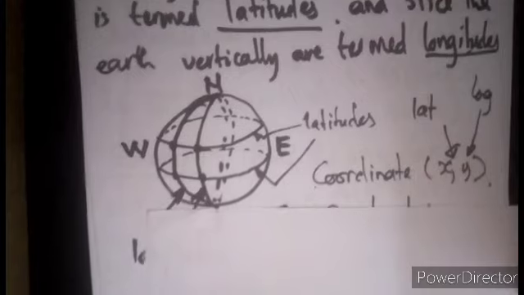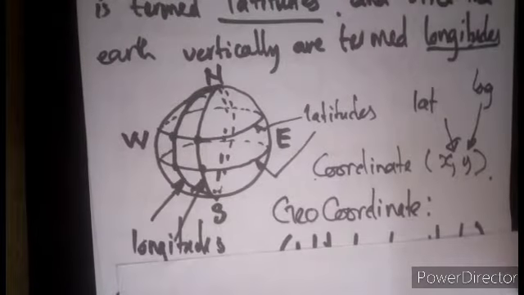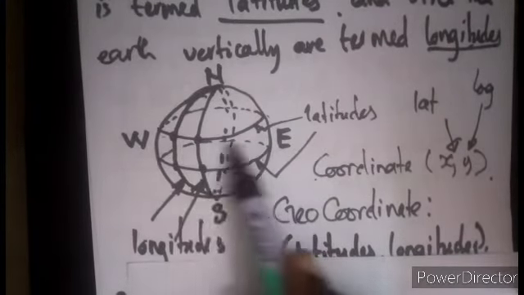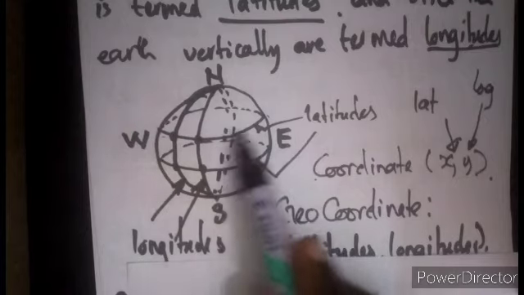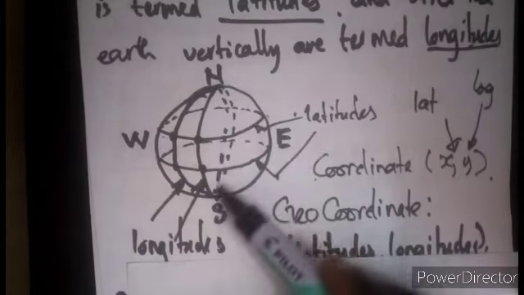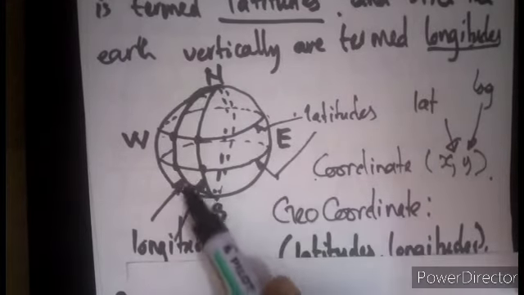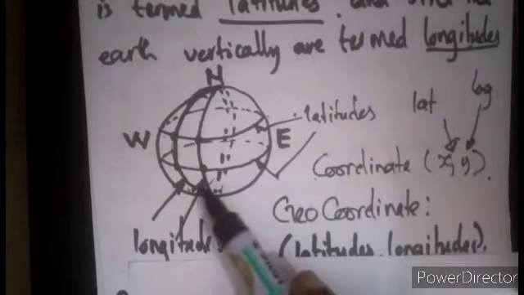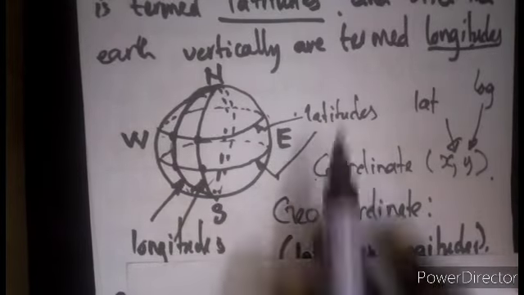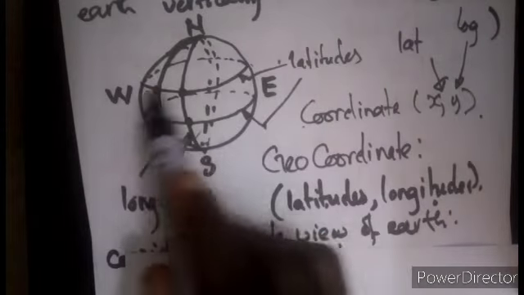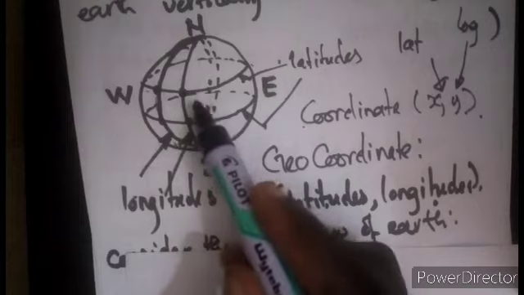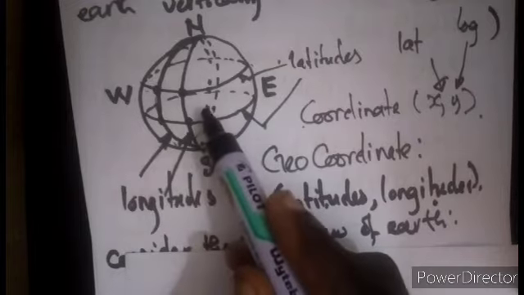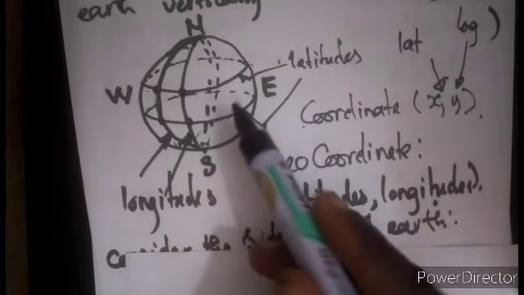Now, if you look at this sketch here, you will notice that we have two horizontal imaginary lines that run around like this in a circular form. Those are the latitudes, while we also have two vertical lines that run vertically around the globe. These are the longitudes. Now, where the latitude and longitude meet gives us the geographical coordinate of a particular point on the globe.